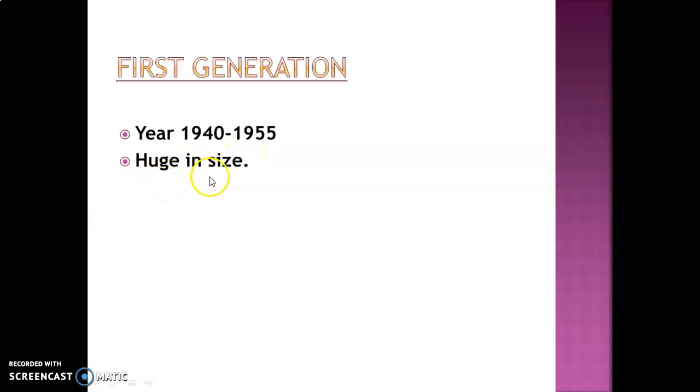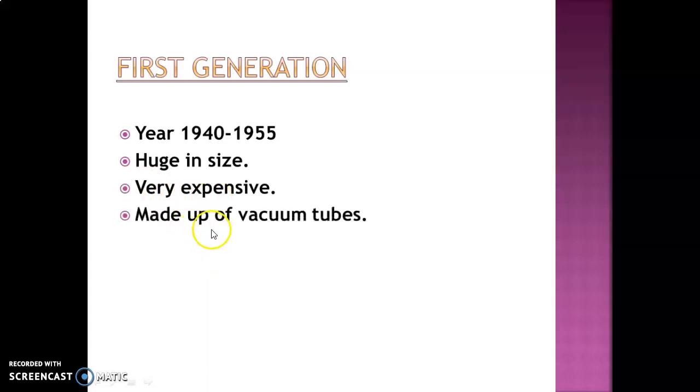The first generation computers were huge in size. Huge means very big in size. They were very expensive and made up of vacuum tubes. The picture of vacuum tubes you can see on page number 11. It's given in your textbook. So that means the first generation computers were made up of vacuum tubes.